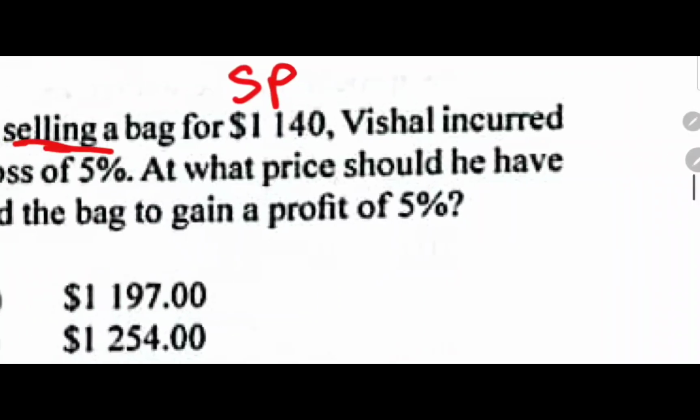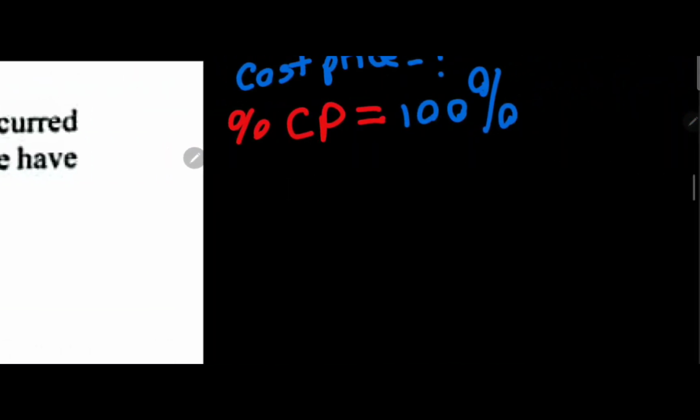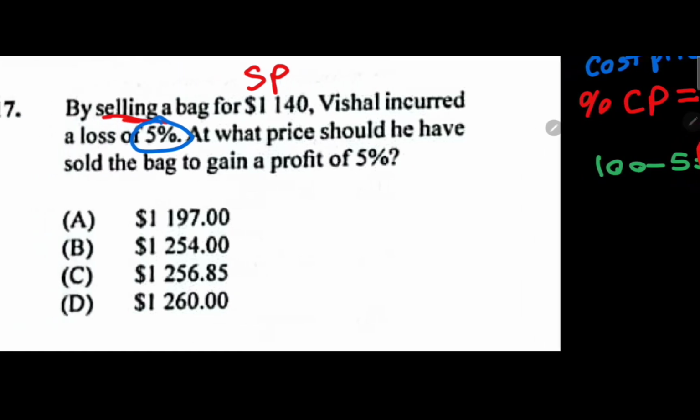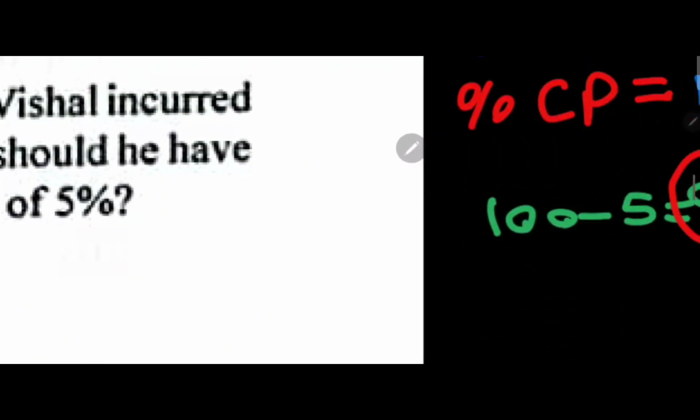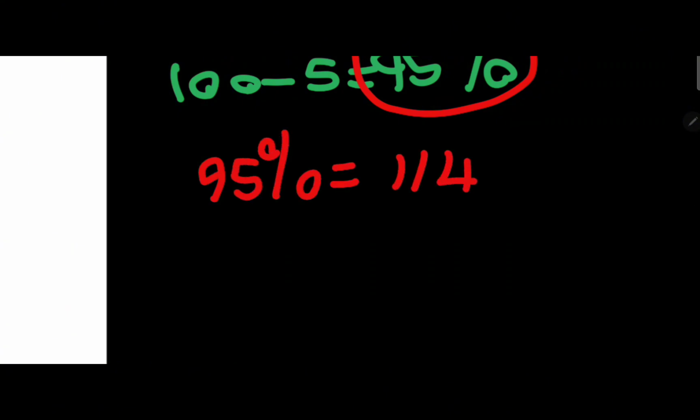So that price that we're seeing here, remember, incurred a loss of 5%. So just take the difference: 100 minus 5 is 95%. That is 95% of the total cost price, right? But that 95% reflects what? This money here, 1,140. So 95% equals $1,140.